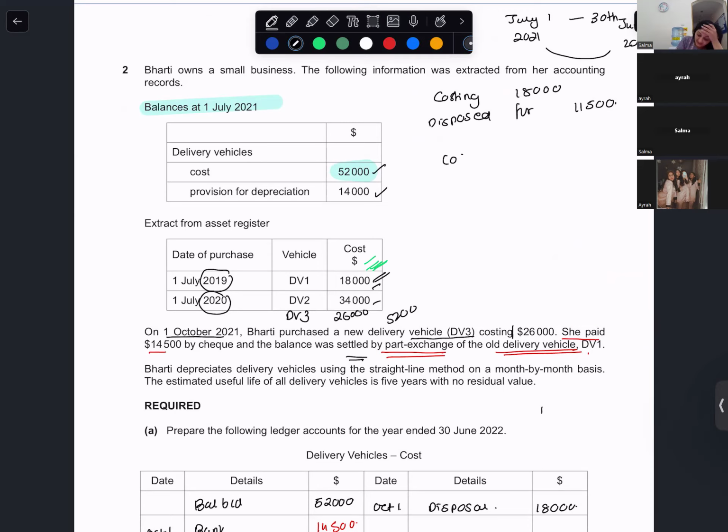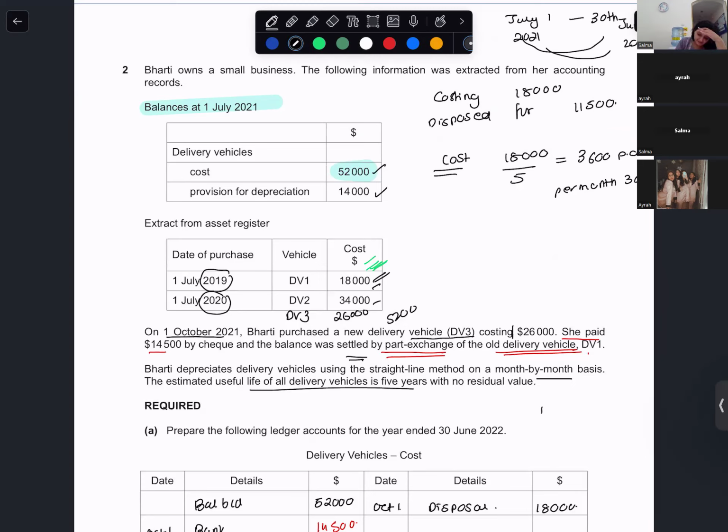So cost of the asset is how much? 18,000. Useful life is 5. Depreciation per year is how much? 3,600 is the depreciation per annum. And if I talk per month, it will be 300 per month, because it's the straight line method, right?